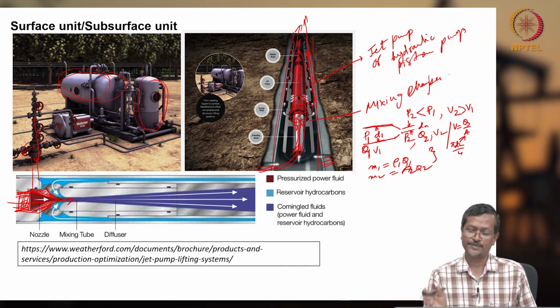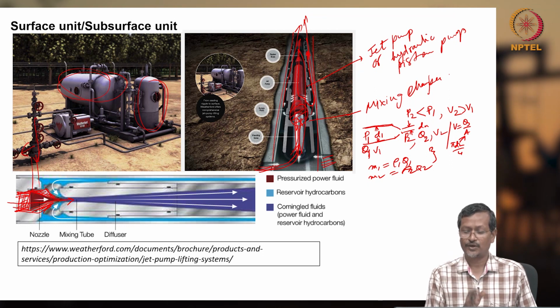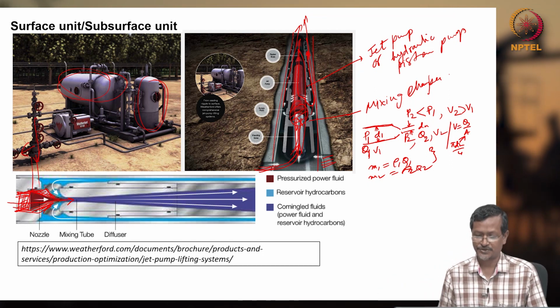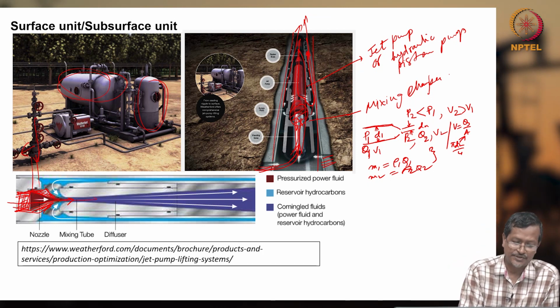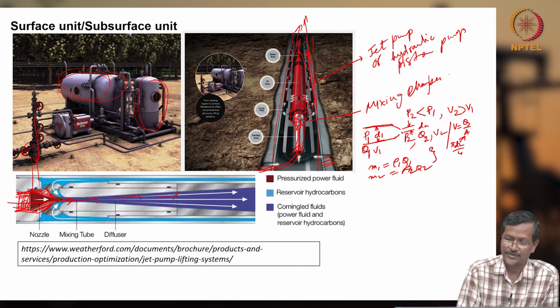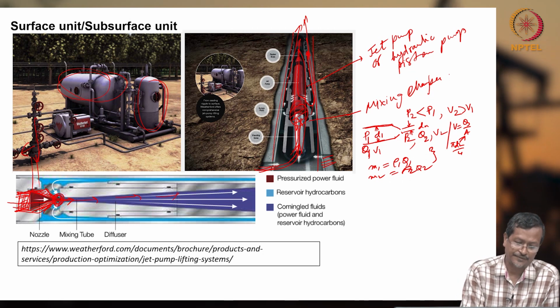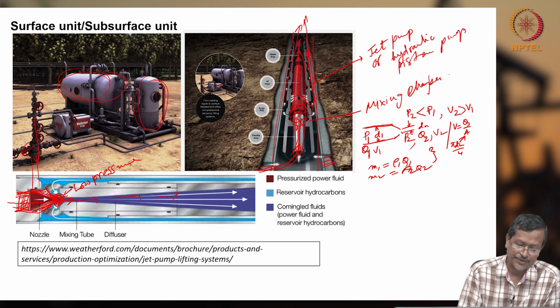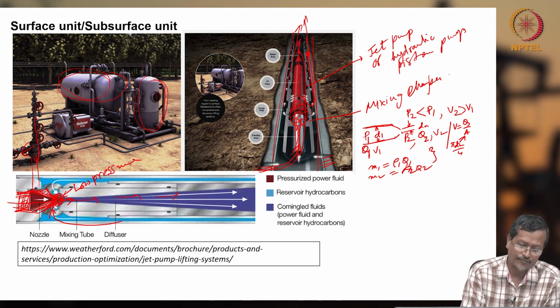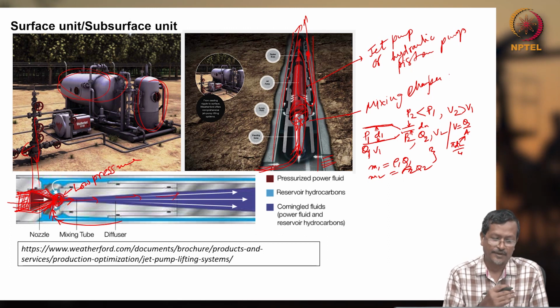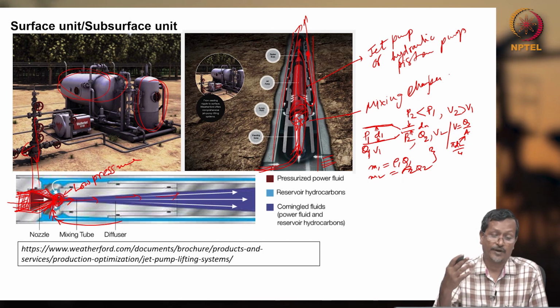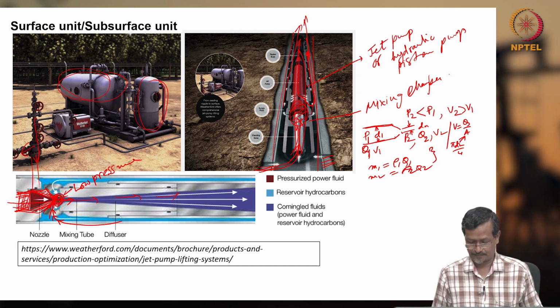Velocity increasing means your pressure will go down. Later I will discuss how the pressure goes down. In this nozzle you can see the fluid is going at very high velocity, and that high velocity creates low pressure here. The low pressure will suck in another fluid, which means you are creating more productivity. How this will work, I will explain later.